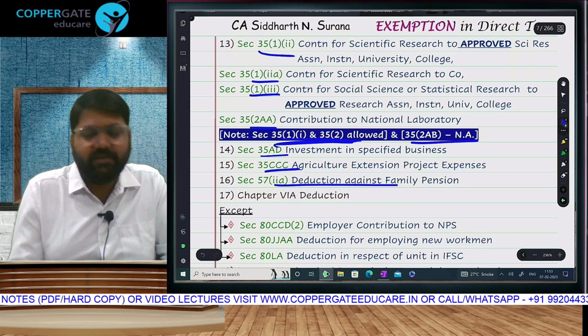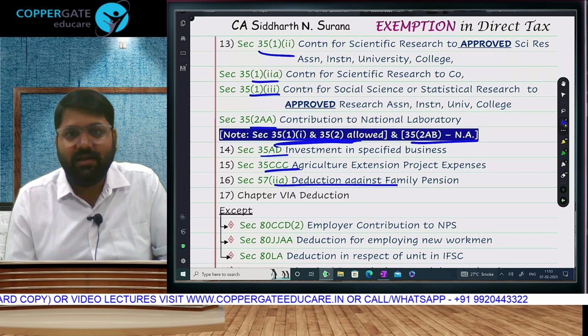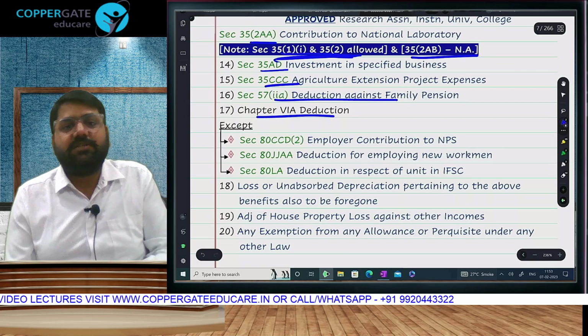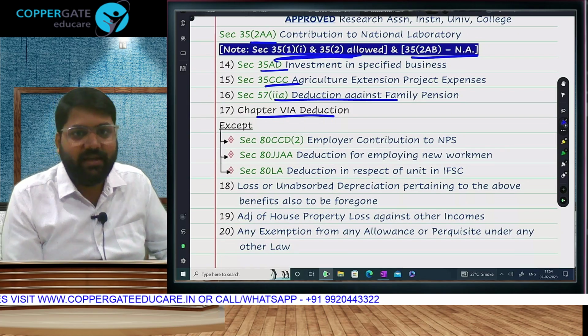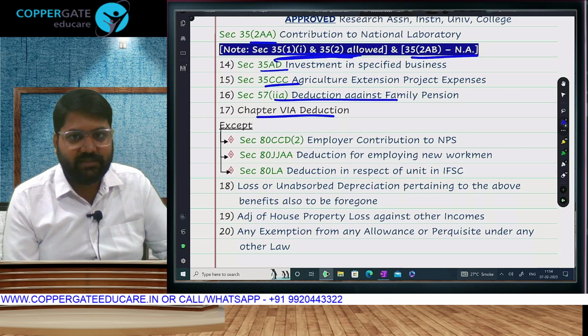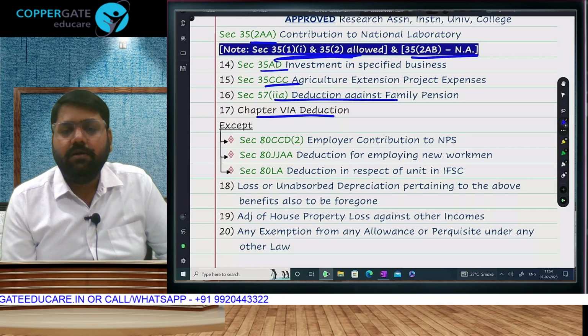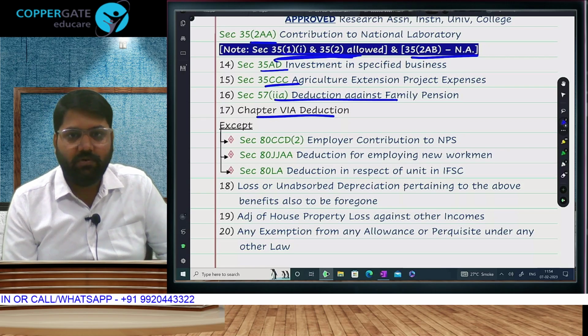Deduction against family pension, 1/3 or 15,000 per annum, whichever is lower. It is available in IFOS. Allowed in the old regime, not allowed in the new regime. Any Chapter 6A deduction, this is where you are going to be the worst affected, or the highest effect of this is going to come in your life. Chapter 6A deduction will not be allowed in the new regime. So Chapter 6A deduction will be allowed only and only and only in the old regime.